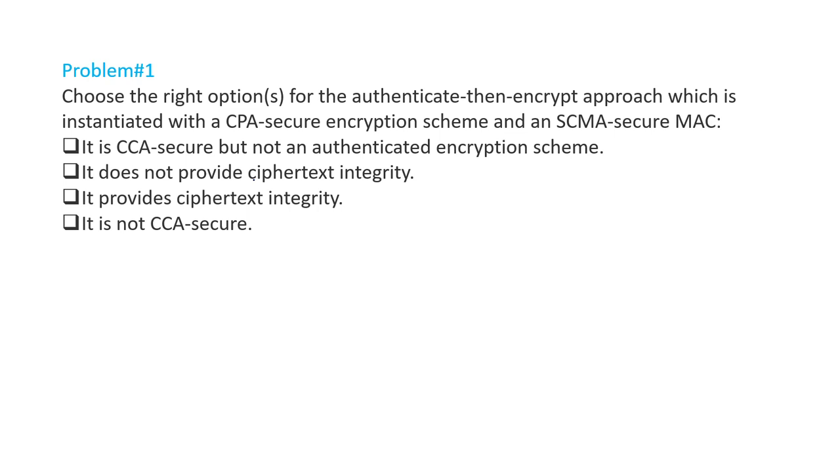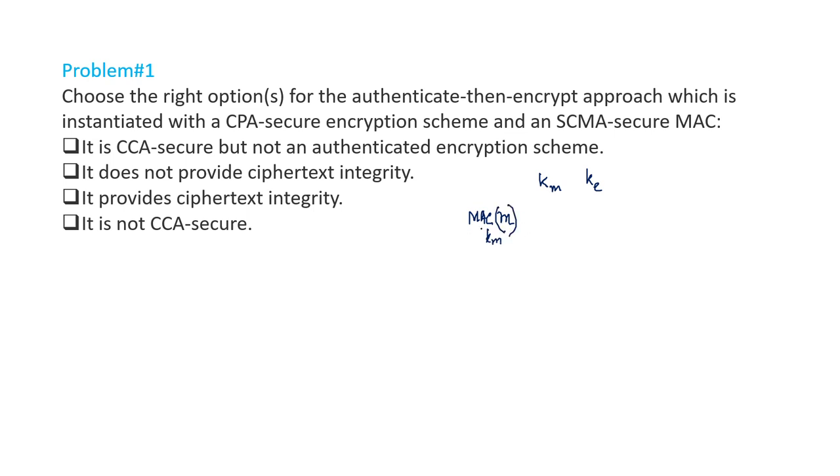Okay, so in the authenticate then encrypt approach, what happens is that if the final encryption scheme is CPA secure... So we are talking about authenticate then encrypt. Let's say we have the message M and we have authentication key KM and encryption key KE, sampled independently from the MAC key space and encryption key space respectively.